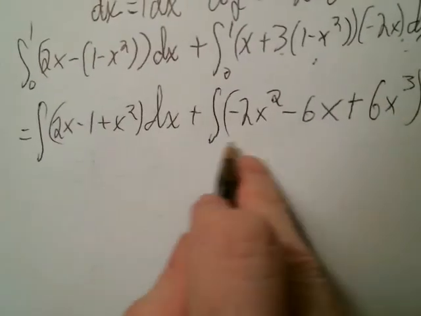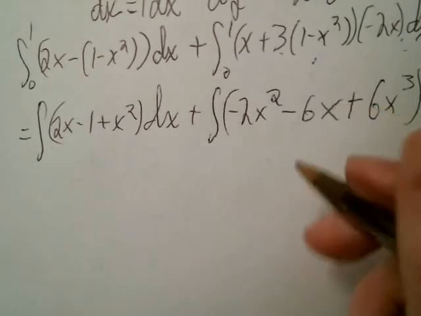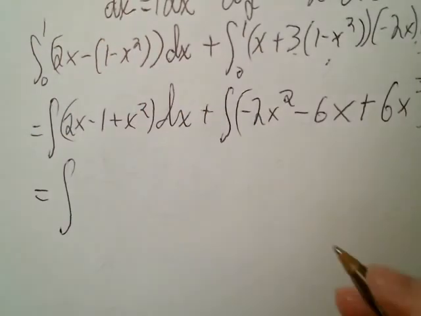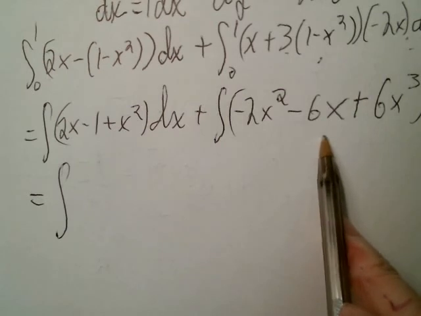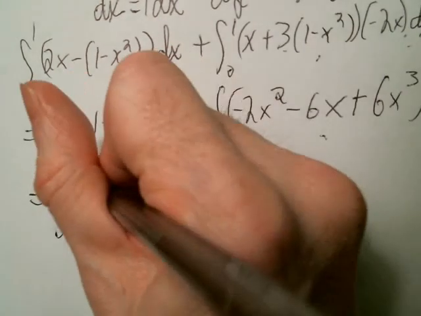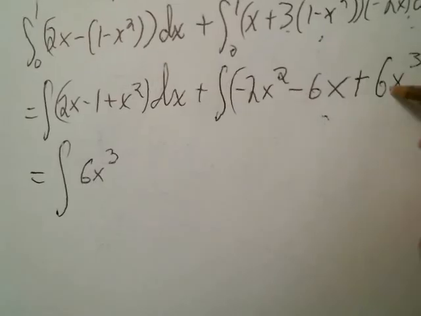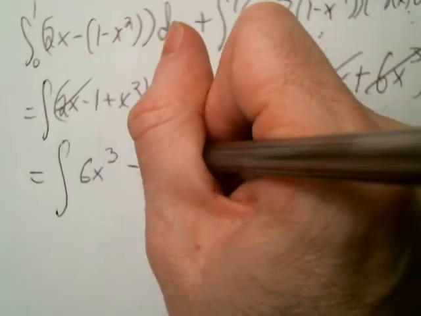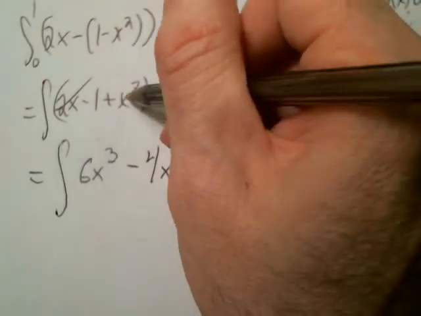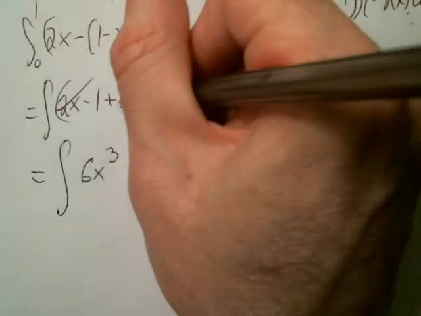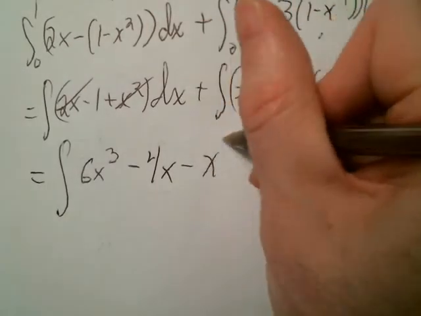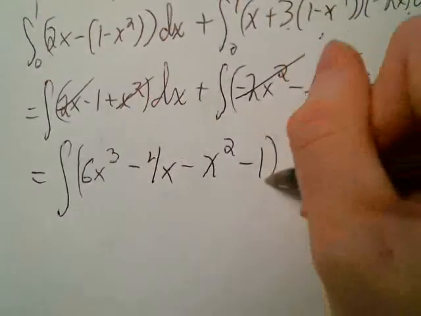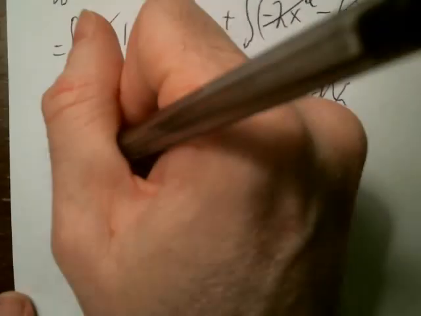You could combine these two integrals. They have the same limits. So this would be the integral of, you're not going to get much help out of it, but you can do it. So 6x cubed, negative 6x plus 2x is negative 4x. Whoops, I forgot the x squared. Negative 2x squared plus 1x squared is negative 1x squared, and then minus 1 dx. And then integrate this.